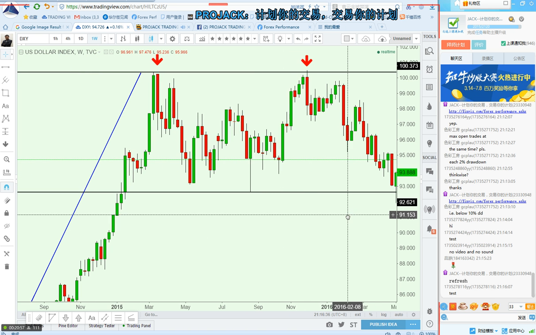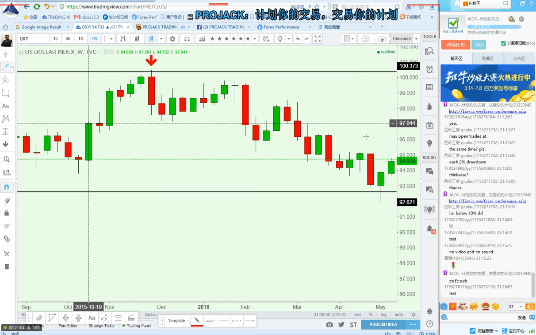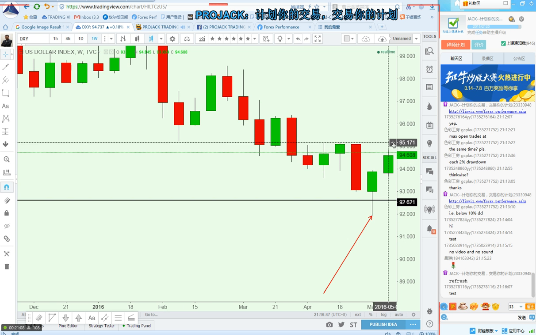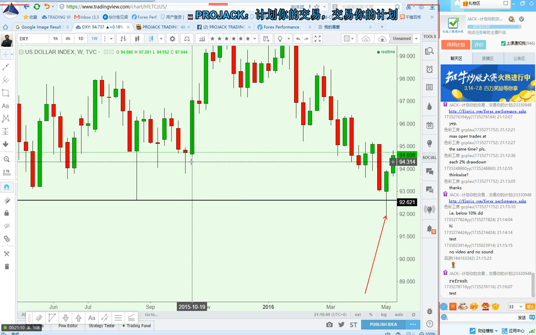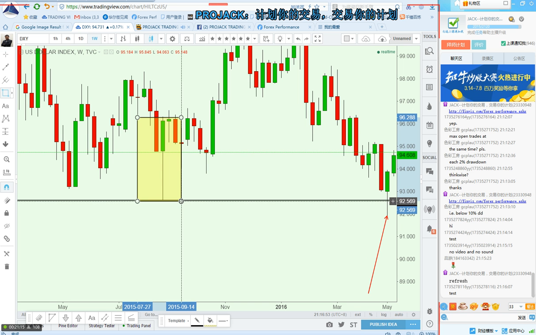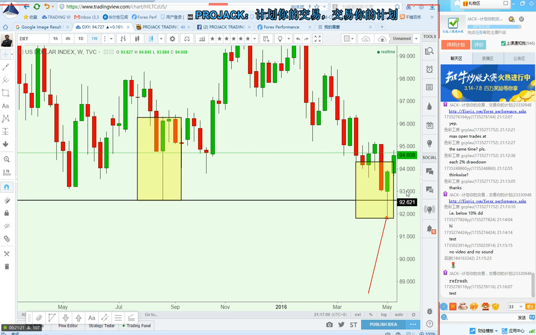We can see here, just on the 2nd of May, the dollar index tests this level and makes another, the same, right? Do you get the same kind of feeling after these two candles? Can you see the similarity? Can you see something interesting?